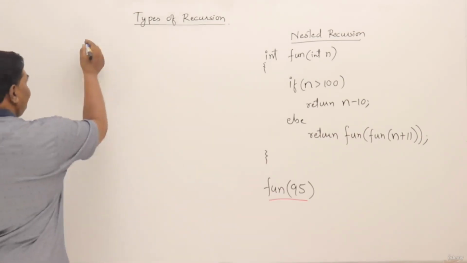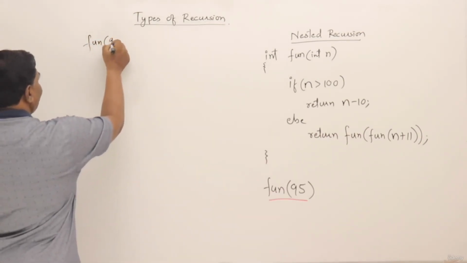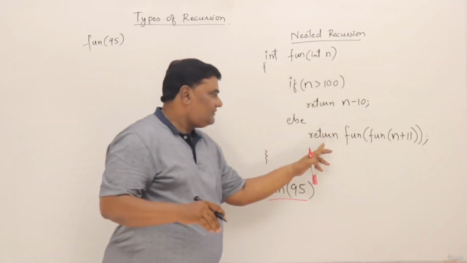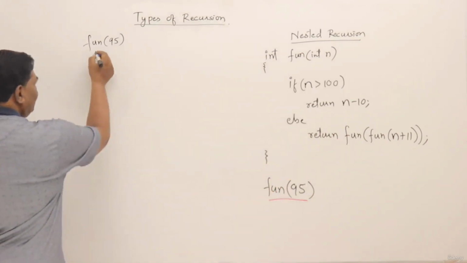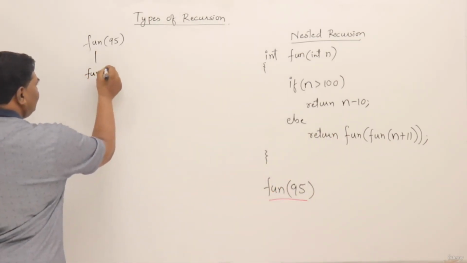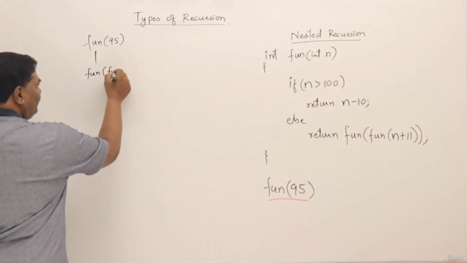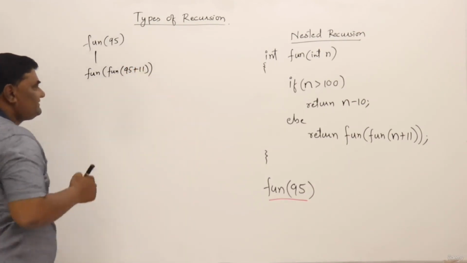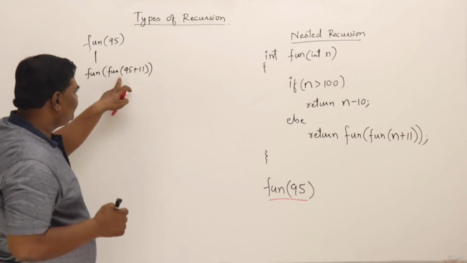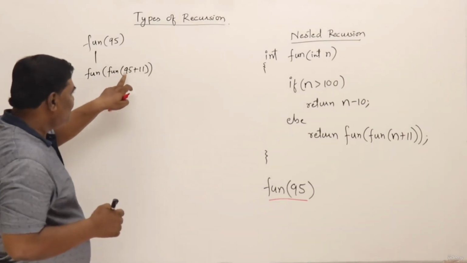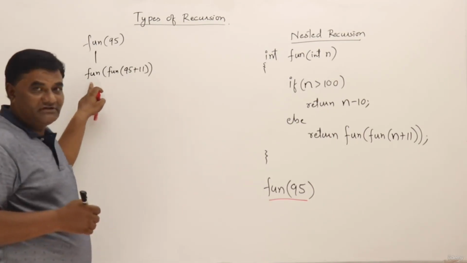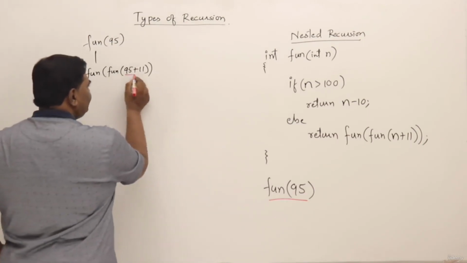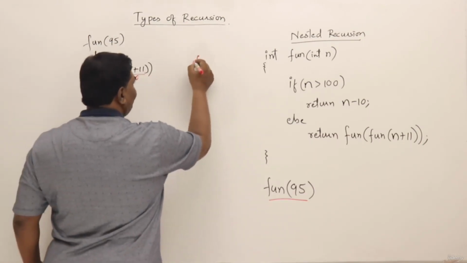So let us start. First function call, fun of 95. Is 95 greater than 100? No. Then it will enter into the else part. In else, it will call itself again by passing fun of 95 plus 11, that is 106. So first of all, I should know the result of this one. Then I can use that value as a parameter for this function call. Let me evaluate this one first. See, fun of this is 106, so fun of 106.